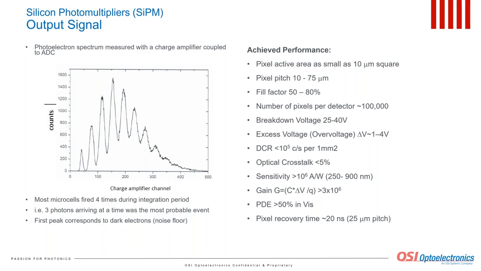The dark count rate of less than 10 to the power of 5 counts per second per square millimeter is of course very small, allowing detection of single photons during a brief period of time. And the pixel recovery time of about 20 nanoseconds is very good, allowing secure detection of nanosecond duration optical pulses. Well, this concludes my presentation.